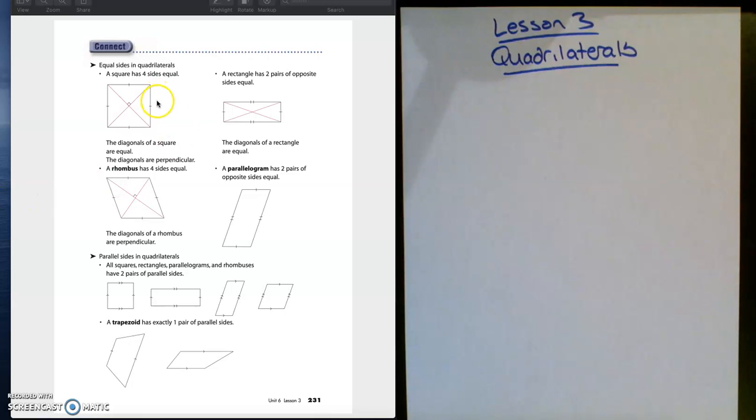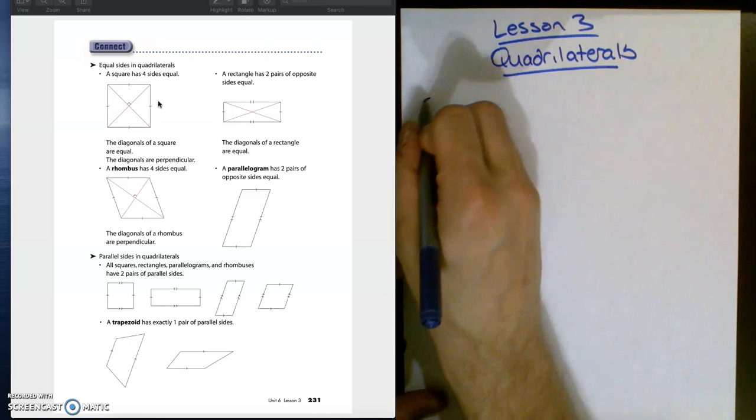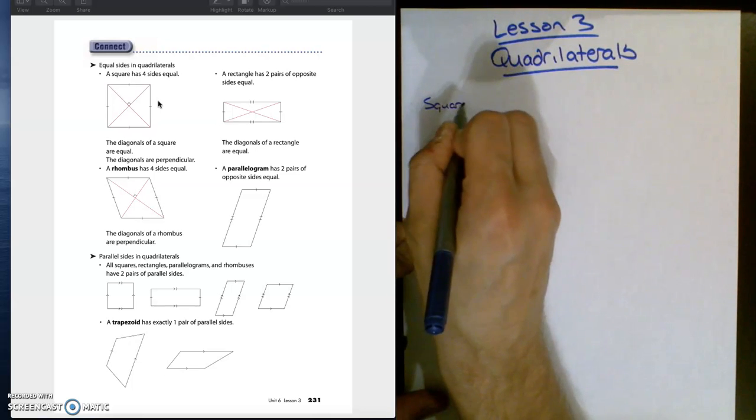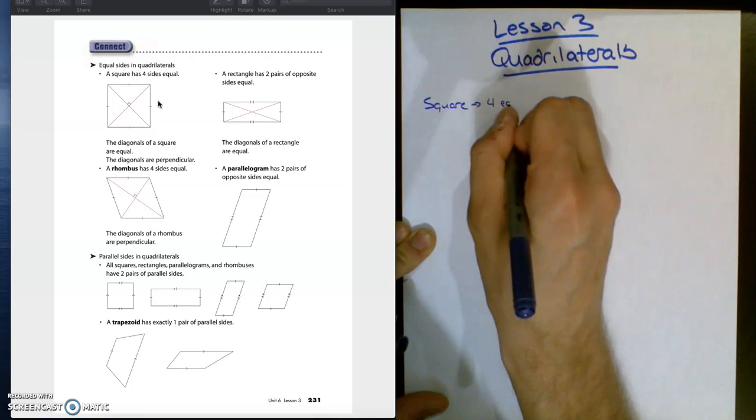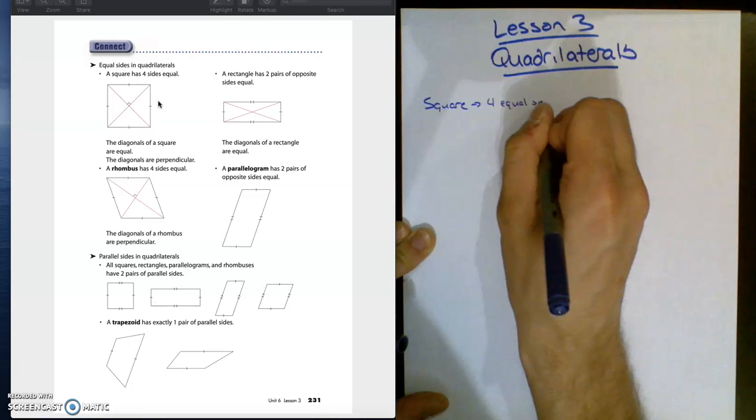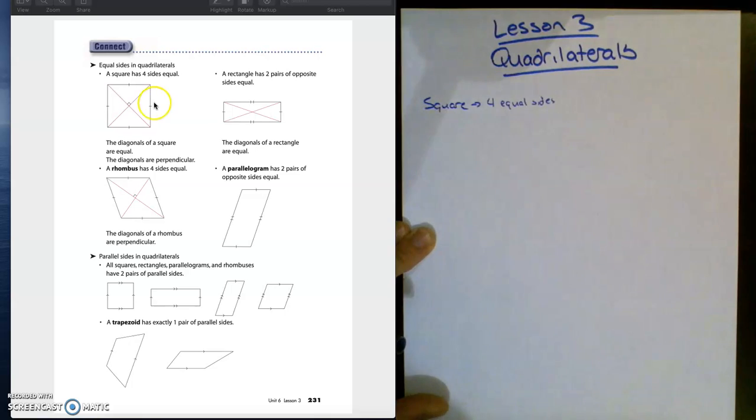If you look at this top one here with a square, I'm just going to write these out as a little chart so you can see. So what do we know about a square? The most obvious thing is it has 4 equal sides. Okay, we know that, right? It's got the hatch marks here, which make it really easy.